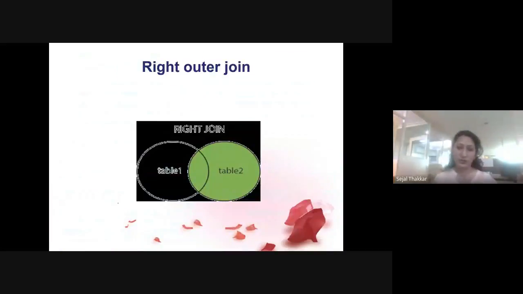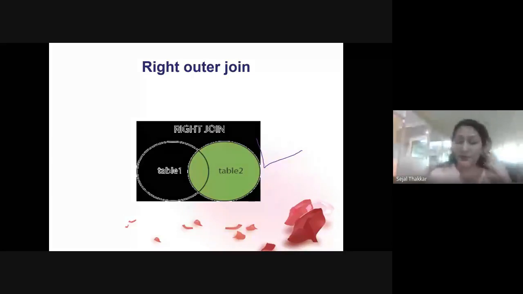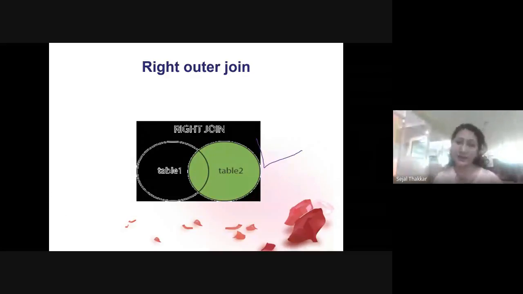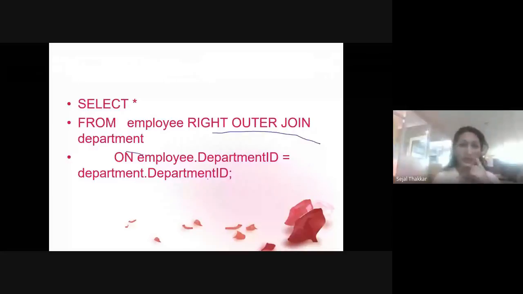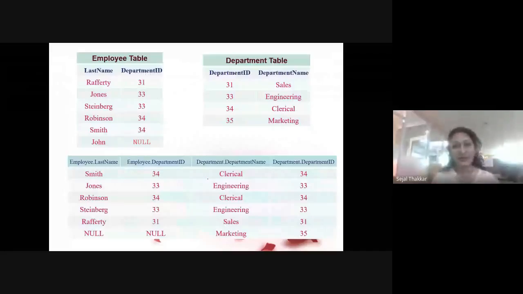Same way, if I'm talking about the right outer join, all the data of the right side of that particular table will come as output, whether a matching value will be there or not. Select star from employee right outer join department on employee.department_id is equal to department.department_id. So you can see here now our right side table is the department table.